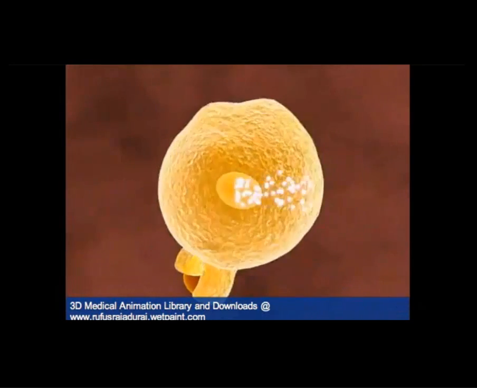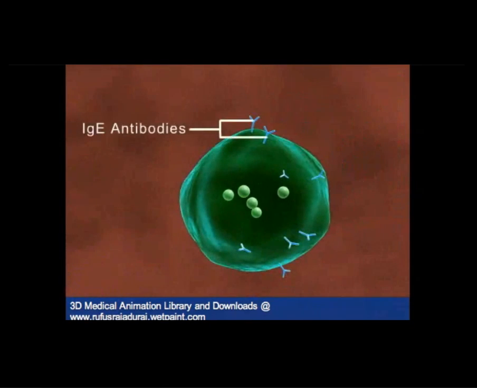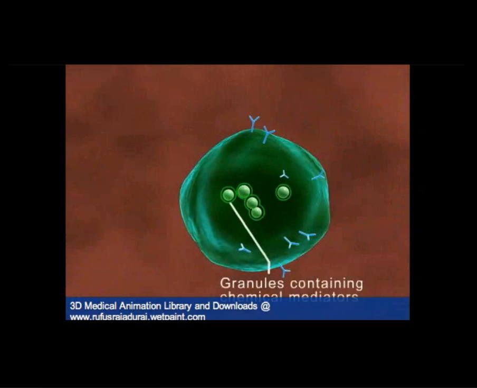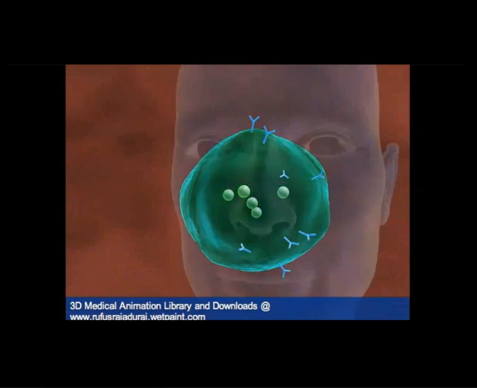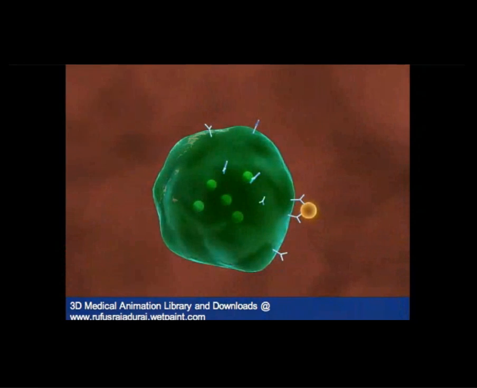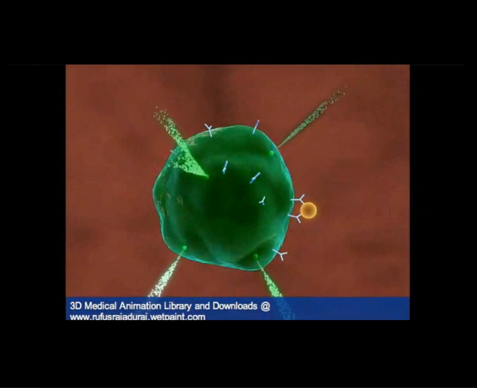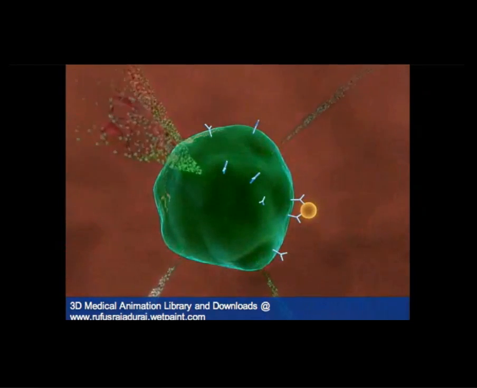These T cells activate the B cells to release substances called IgE antibodies against the allergen. These IgE antibodies sit on the surface of the mast cells. The mast cells have granules containing chemical mediators like histamine and prostaglandins, etc. On exposure, the allergen binds to the IgE antibodies present on the mast cells, cross-linking them. This results in the release of histamine, prostaglandins, and other mediators into the surrounding tissue.